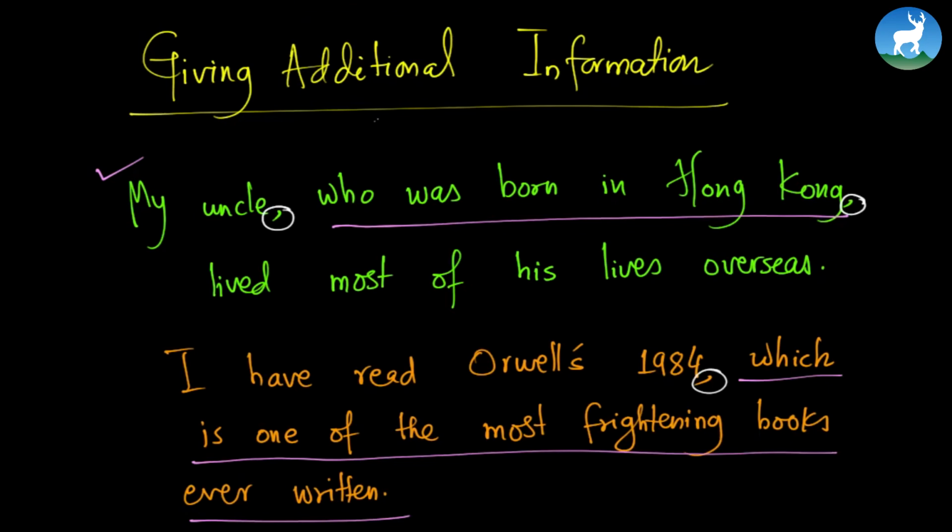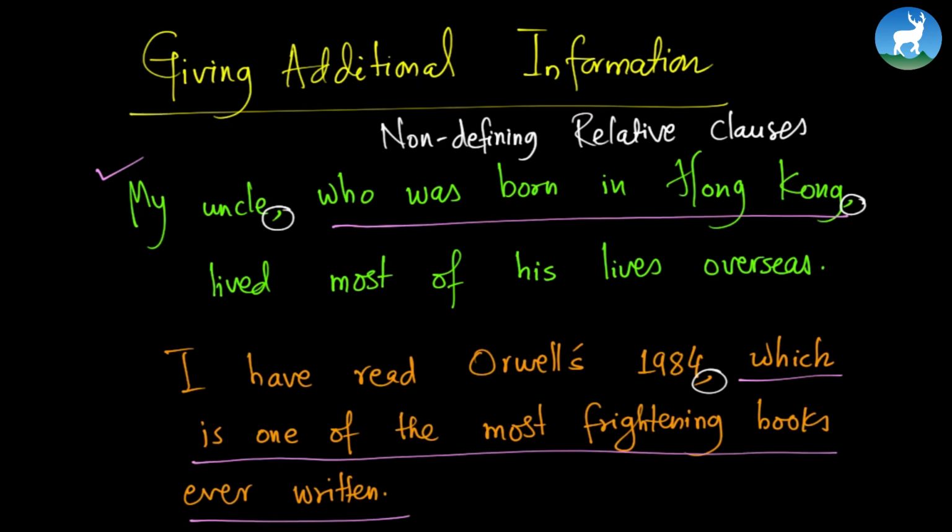And that is why these are called non-defining relative clauses. What are they called? Non-defining relative clauses. The clauses that we studied in previous slides are all defining relative clauses. Now the clauses that are separated by commas, and that give additional information, are called non-defining relative clauses because they do not define something.